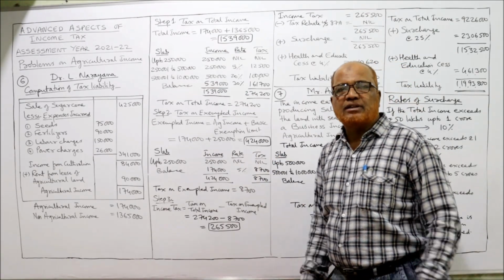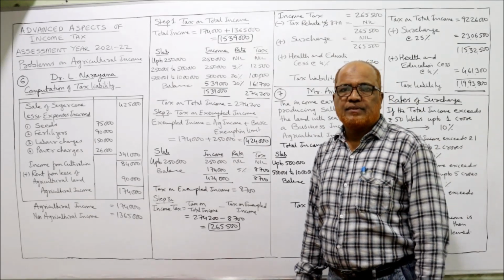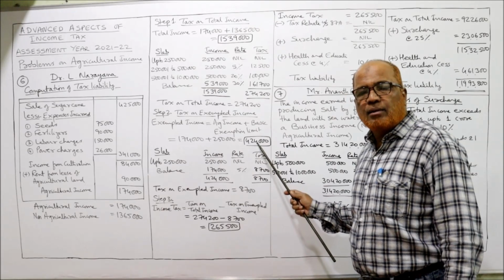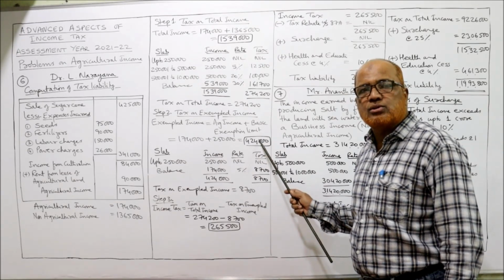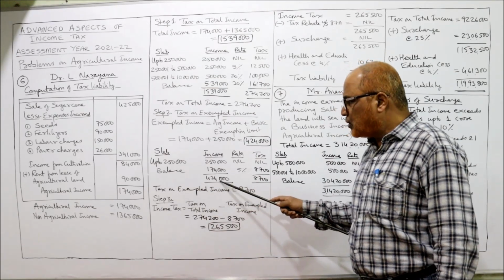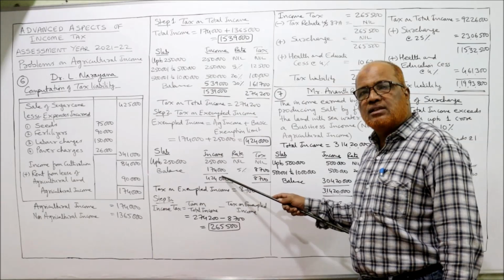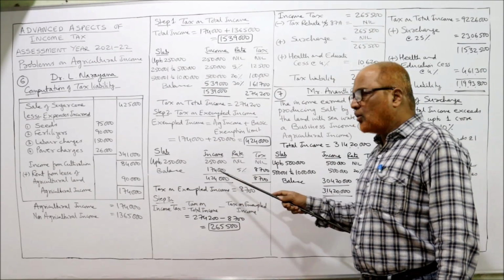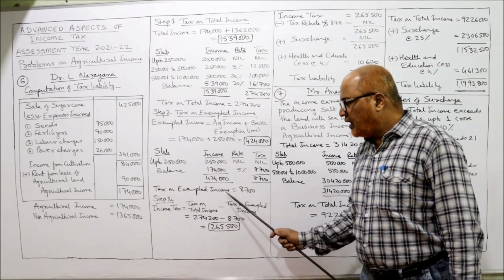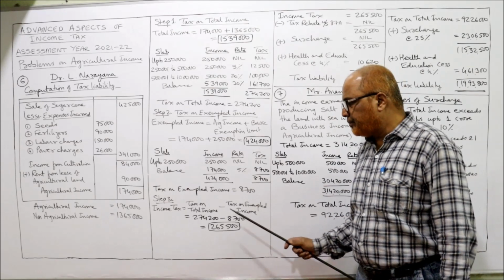Then over 2,50,000, from 2,50,001 to 5 lakh, second slab. But our income is not going up to 5 lakh. Our income is only 4,24,000. So I am taking the balance. 4,24,000 minus 2,50,000, you are getting 1,74,000. On this, the slab is 5%. So 174 into 5%, 8,700. 8,700 is the tax on exempted income.